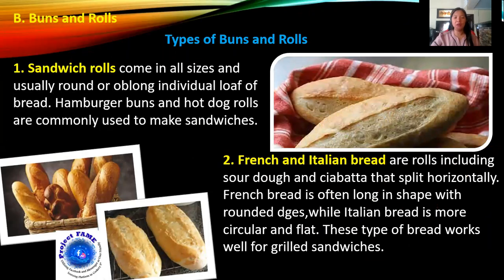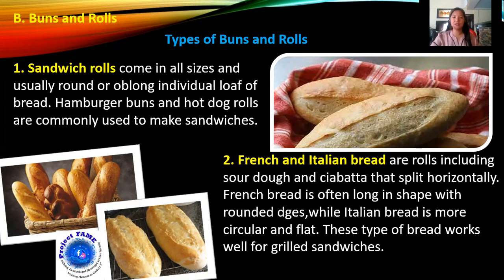Another type of bread is the buns and rolls. And here are the different types of buns and rolls. The first one is the sandwich rolls. They come in all sizes and are usually round or oblong individual loaves of bread. Hamburger buns and hot dog rolls are commonly used to make sandwiches.